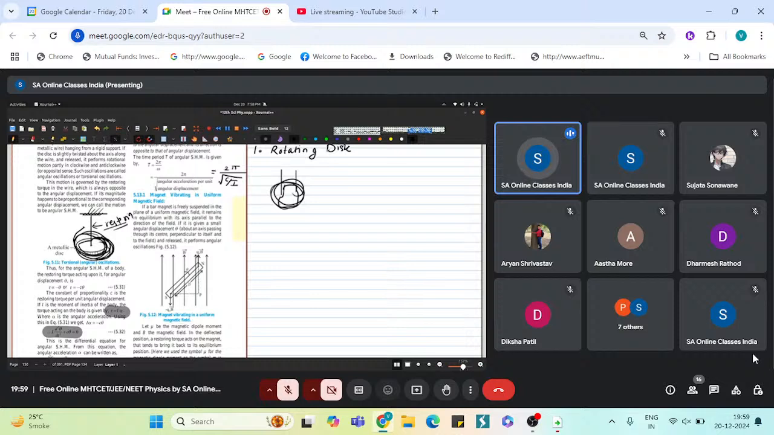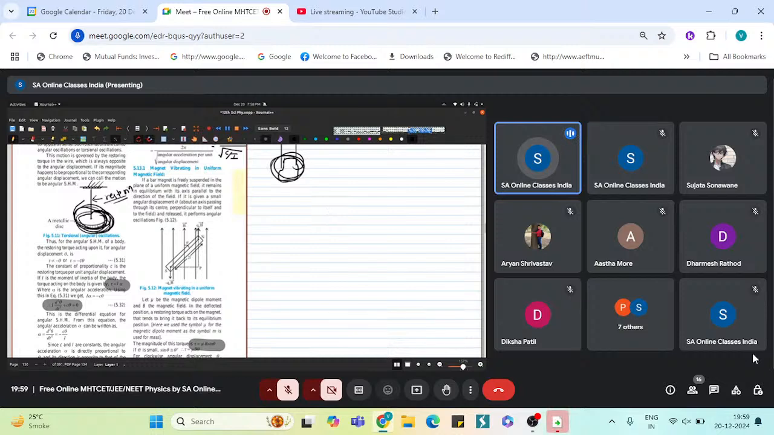Then once it spends all the energy in one direction, it will stop at that point, and then it will again start moving in the opposite direction. You can exactly imagine the swing example. That is a perfect example for this case.